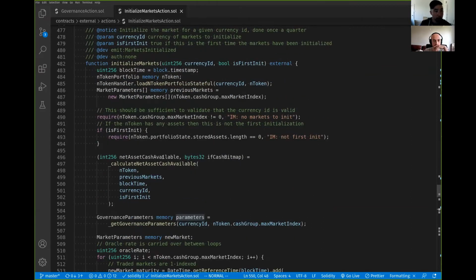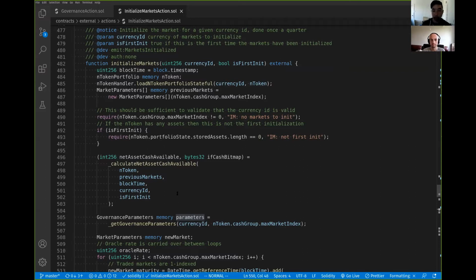So with that, we'll walk through Initialize Markets. We can think of this function as doing two separate things all at once. The first thing it does is settle out the end token portfolio from the previous quarter. It settles out all the liquidity tokens, creates these Fcash residuals, and then we calculate how much total asset cash, how much total C tokens we have to then provide liquidity to the new set of markets that we're going to launch in the next quarter.